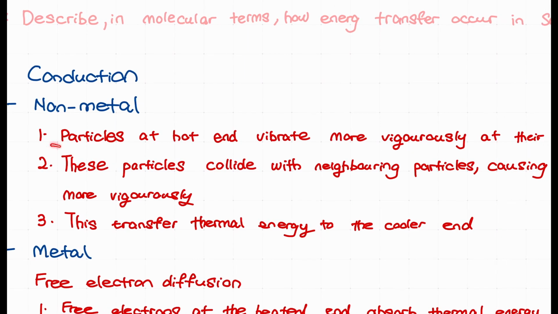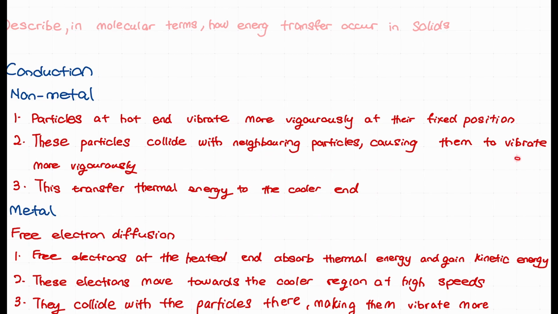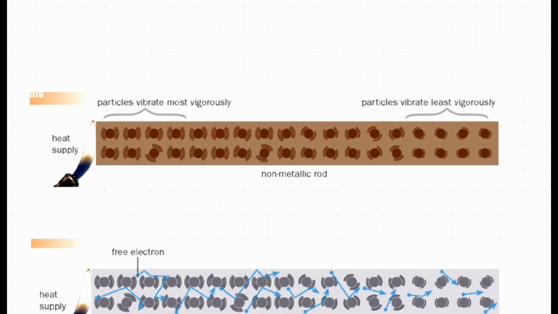Main point number one, the particles at the hot end will vibrate more vigorously as they gain thermal energy. They will then collide with the neighboring particles, causing them to vibrate more vigorously. And this actually transfers thermal energy to the cooler end. So if you look over here, the heat supply is here, and as they gain energy, they actually vibrate more, and they collide with one another, passing down the energy, causing the neighboring particles to vibrate more vigorously, and eventually, the one at the end will vibrate very vigorously as well.